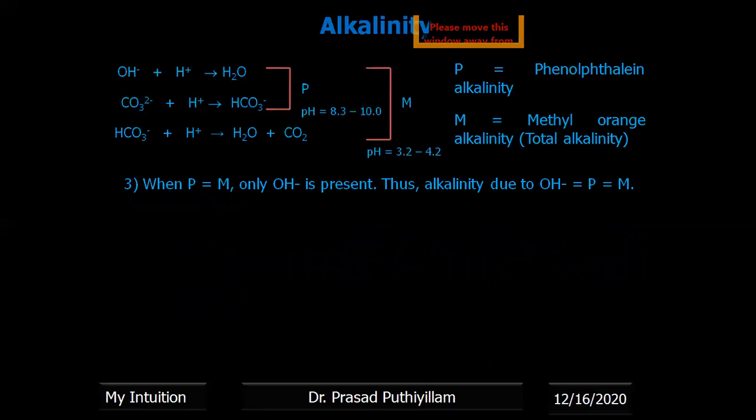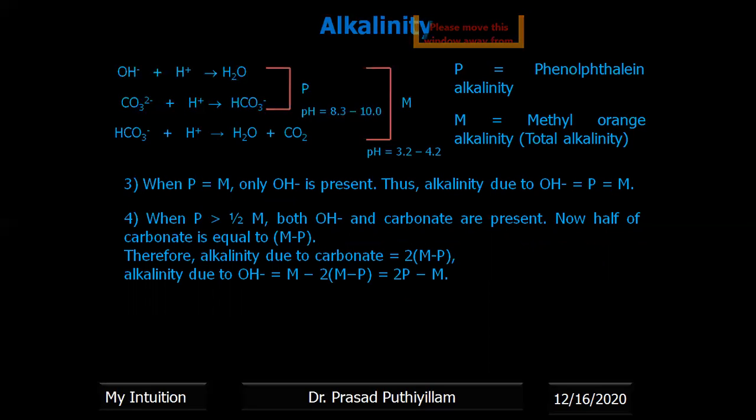Third point, if P is equal to M, or phenolphthalein alkalinity is equal to methyl orange alkalinity, that means only OH minus is present, because OH minus can be estimated with phenolphthalein as well as methyl orange. Therefore, alkalinity due to OH minus will be equal to P, or equal to M.